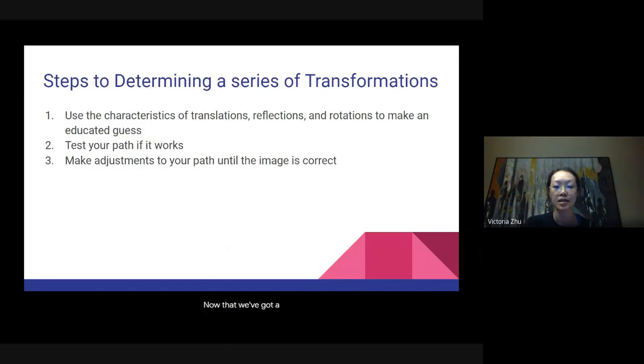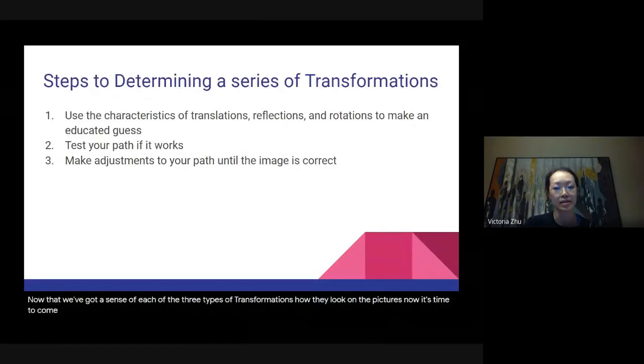Now that we got a sense of each of the three types of transformations, how they look on the pictures, now it's time to combine several of them together. We've actually already done a little bit of this during our applied learning, and now we're looking at it a little bit further.